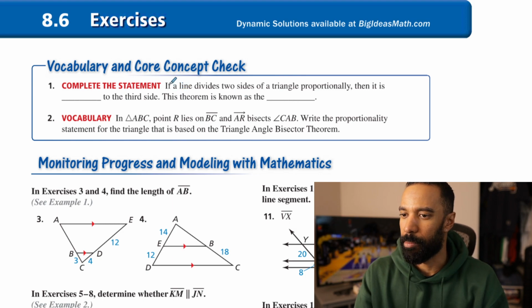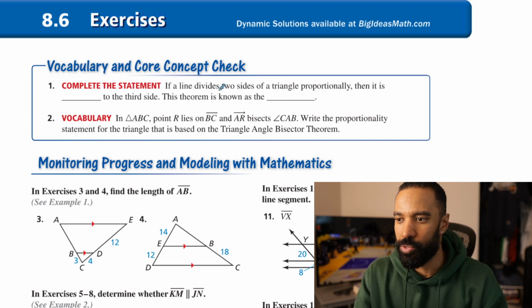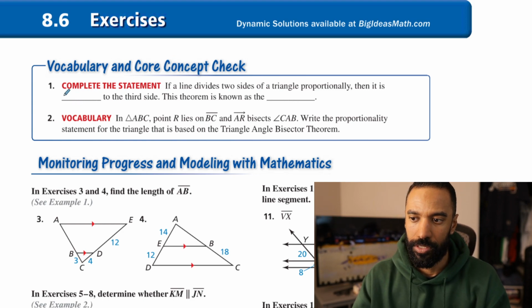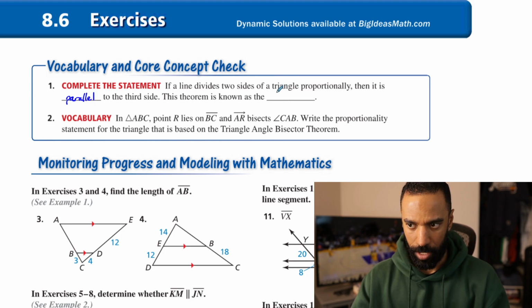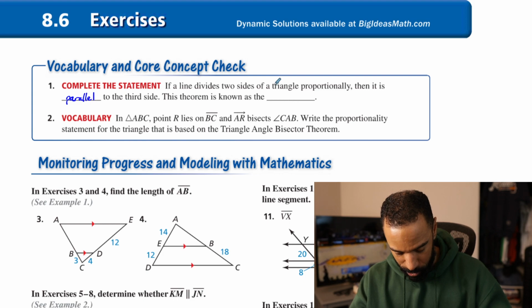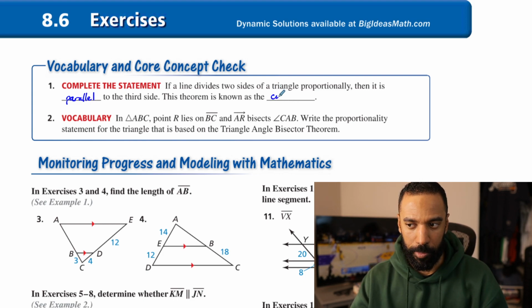Complete the statement. Number 1, if a line divides 2 sides of a triangle proportionally, then it is parallel to the third side. So if you have that proportionality, then it's parallel. This theorem is known as the converse of the triangle proportionality theorem.